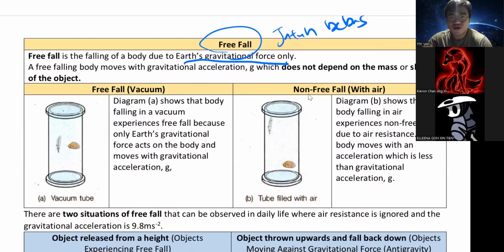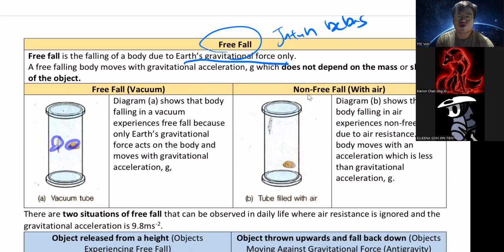Okay, free fall only happens in a vacuum. If there's air, it will never be free fall. So you can practically say free fall is literally impossible in this world, unless you do it like just now, where you draw the vacuum out. All right, so you see, this is free fall.